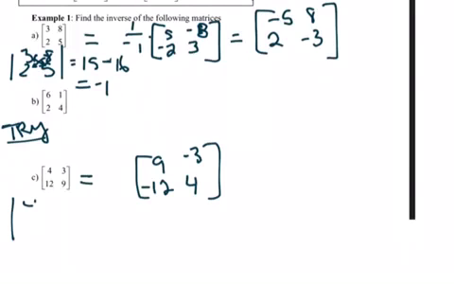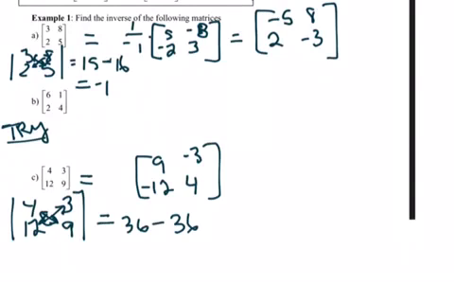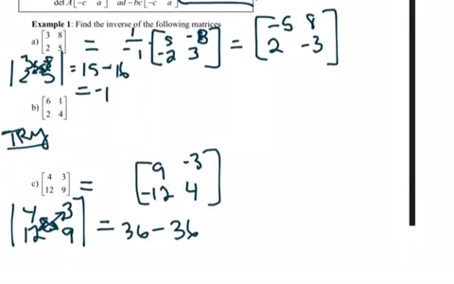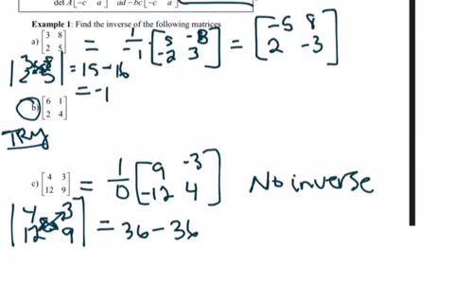But when I find the determinant of the original, I have 4 times 9, which is 36, minus 3 times 12, which is also 36. So if I tried to do that, I would have 1 over 0, which is undefined. So this one has no inverse. Okay. So now that you've seen these two, I want you to try B for yourself.